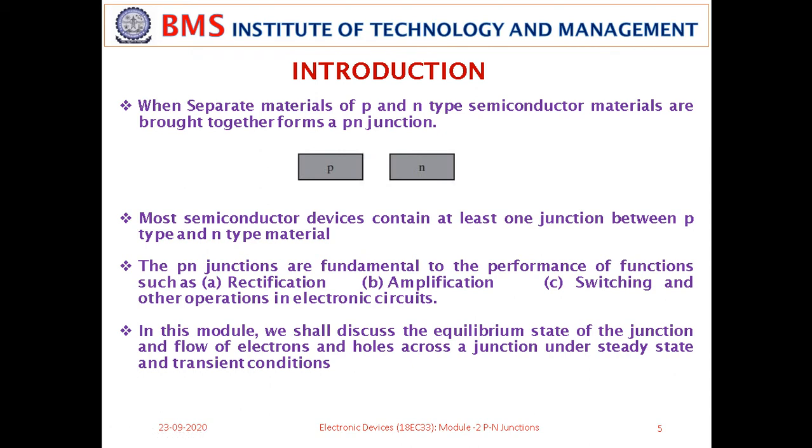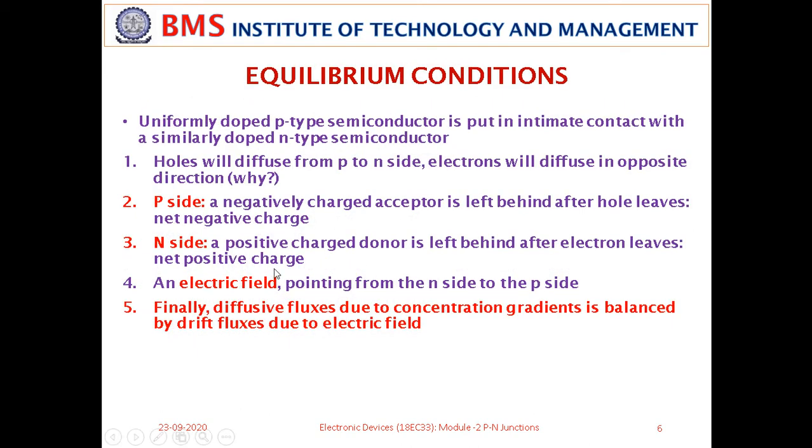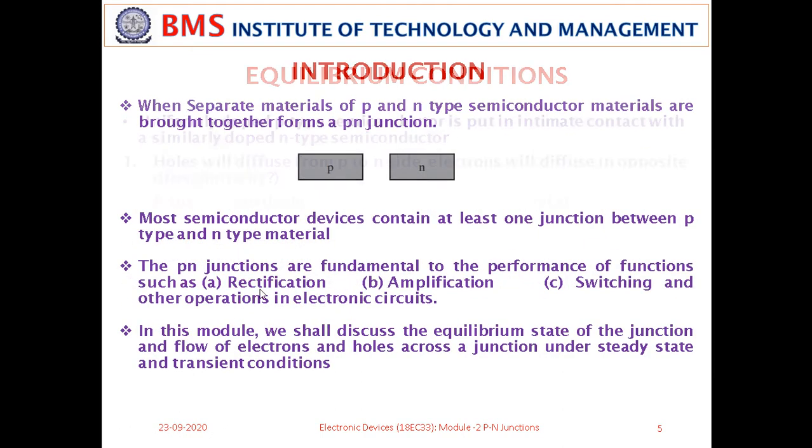Clear? Let me show this, which is what I am telling in point number 4. See these ions here: negatively charged acceptor ions on the p side, positively charged donor ions on the n side. This creates an electric field which points from the n side to the p side. Finally, diffusive fluxes due to concentration gradient are balanced by drift fluxes due to the electric field. What do you mean by this? Earlier what you have seen is the diffusion current movement in the beginning. Next you will see the drift current. What causes the drift current?